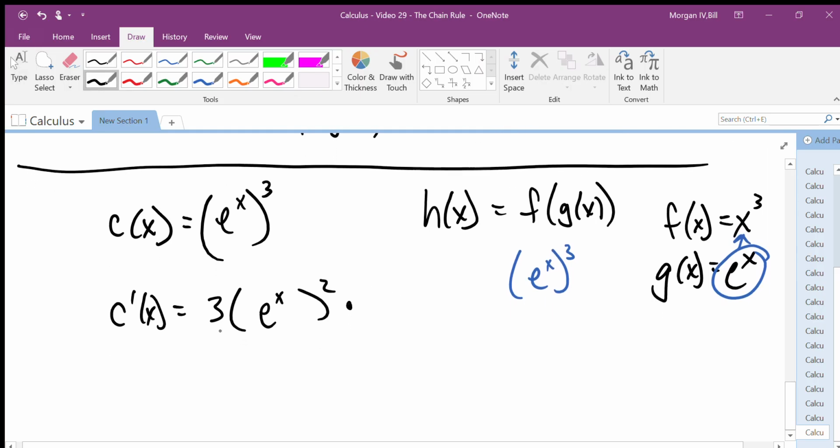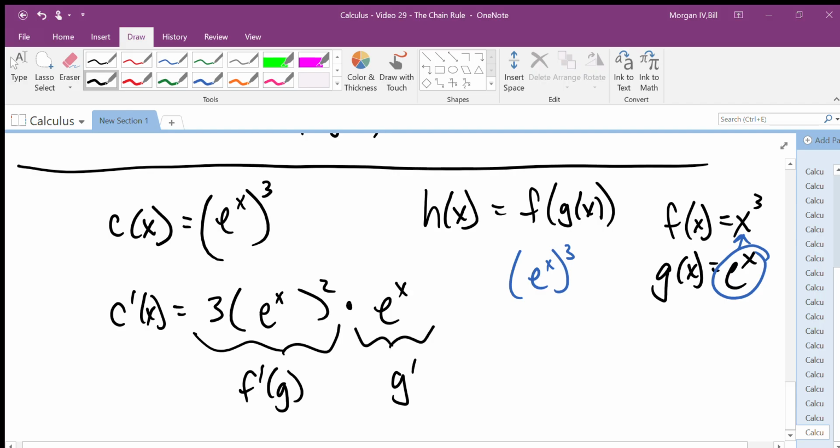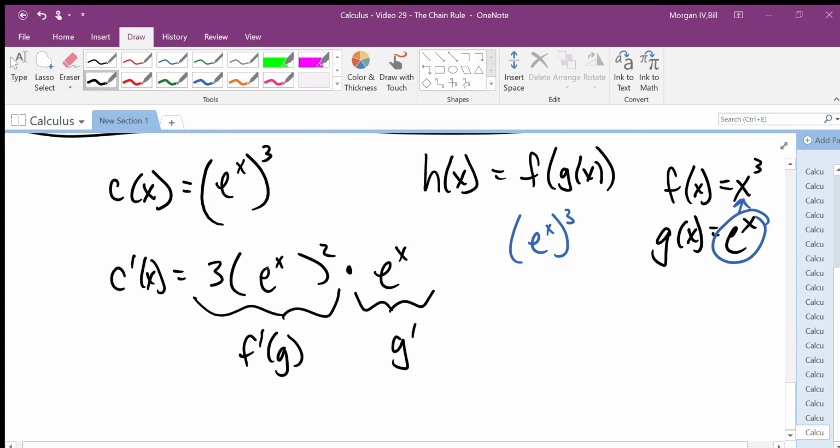So this first part here, that is f prime of g. This second part here is g prime, and maybe this is the greatest second example because what's the derivative of e to the x? It is itself, e to the x. So we end up with this: 3 times e to the x squared times e to the x, which is 3 times e to the 2x, right?